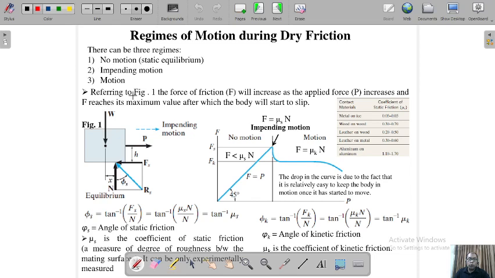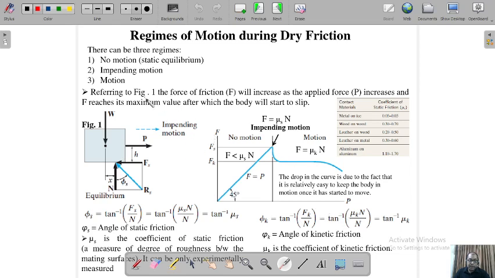So if you look at this figure, the force of friction F will increase as the applied force P increases. If you look from this diagram, this is the force and this is the applied load P. This is the force of friction over here. What he's trying to explain is that this y-axis is basically the force of friction. The horizontal axis corresponds to this force P. We call it F, or this F equals P.